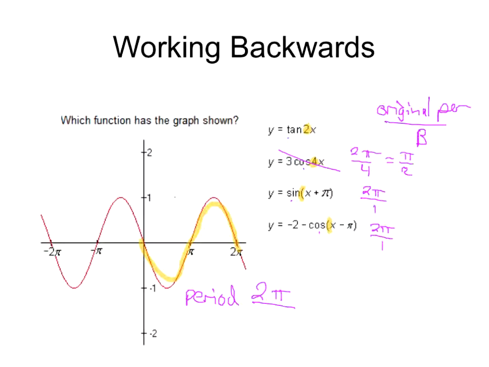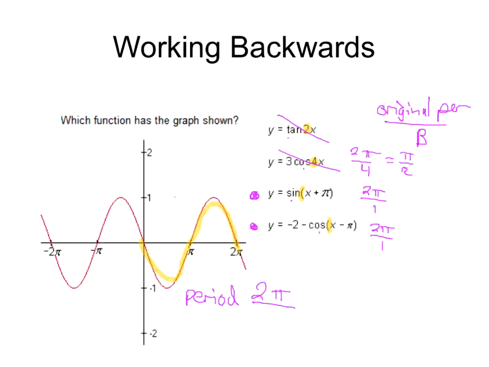Now I'm going to go further and say that it's either going to be C or D. So think for a second, how come I can rule out tangent? Because this type of shaped function is always a sine or a cosine function. Those two are your sinusoidal repeating graphs that look like this. So we can go ahead and cross off tangent.